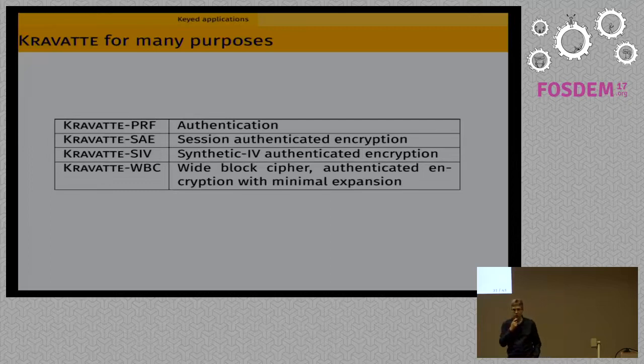So a wide block cipher is simply an authenticated encryption scheme that doesn't have any expansion. So if you encrypt a block of a given size, then the output will be of the same size. And if you want to check the authenticity, then you need to rely either on the existing redundancy of your input, or if you really don't have that, you need to add some redundancy yourself beforehand. But it can be really interesting if you don't want to have any expansion, if you cannot afford to have a tag attached to your message.